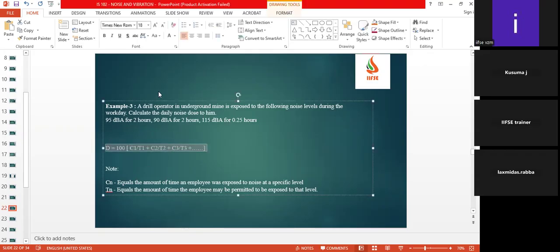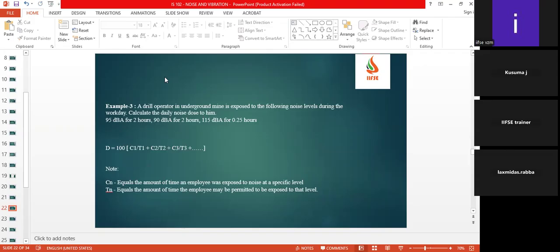Basically, we'll take the summation, if a person is exposed to multiple decibels or different levels of noise. So basically, this C_n stands for the amount of time an employee was exposed to the noise at the specific level, and T_n will be the amount of time the employee is permitted to be exposed at that level. In the sense, for example, for 95 dB, for how many hours is it permitted? That is the safest limit.